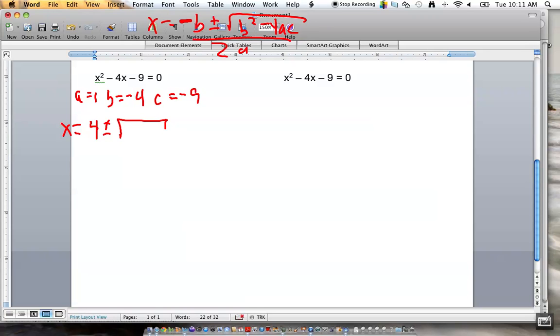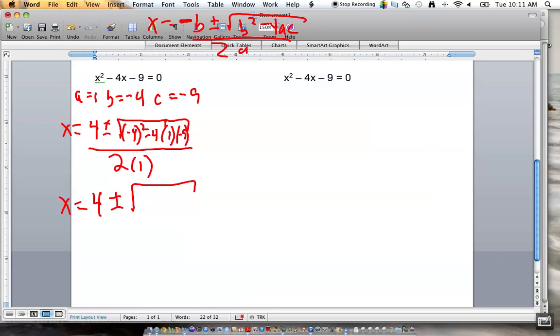Plus or minus the square root of, I should make that a little longer, negative 4 squared. This is where it's really important to put it in parentheses because of the negative there. Minus 4 times 1 times negative 9, all over 2 times 1 is 2. So x equals 4 plus or minus the square root of 16 plus 36, which is 52, over 2. And I'm going to stop for now.